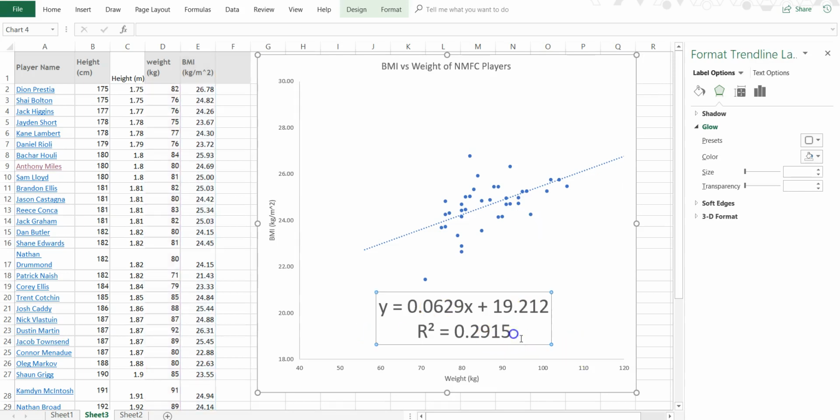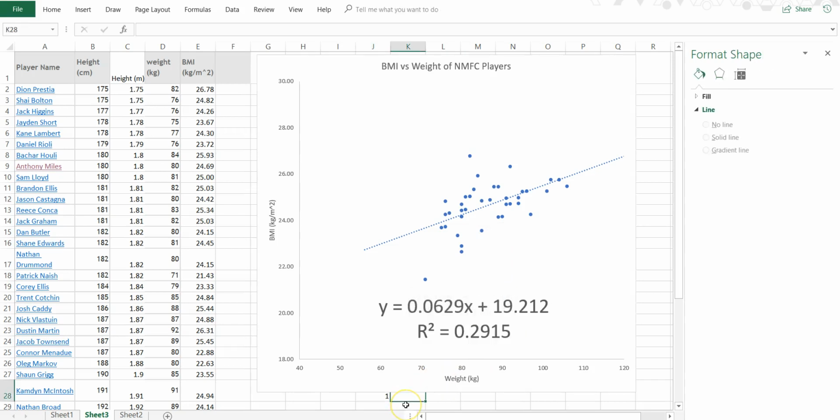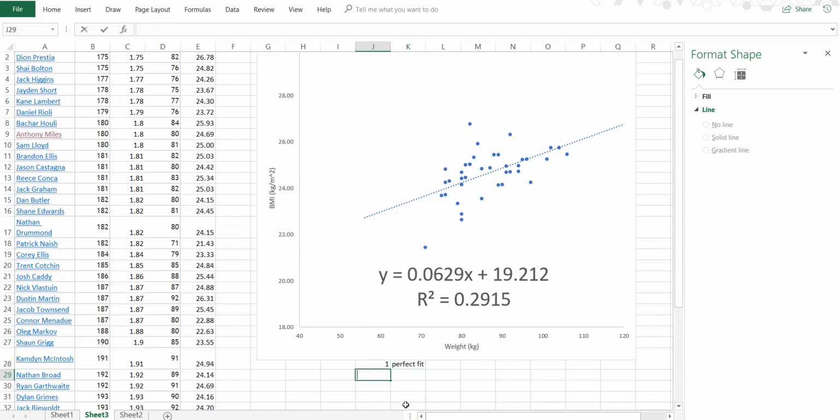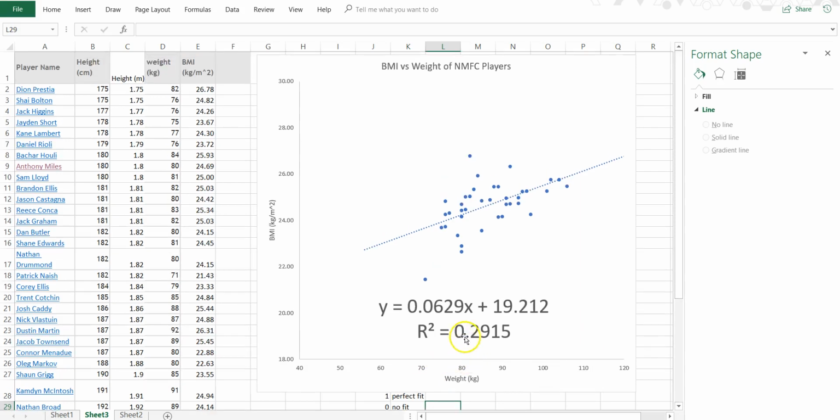The last thing is this R-squared value. That's a measure of how well the line fits the data. So if this number was 1, it's a perfect fit. 0, no fit. So 0.29 is actually a pretty poor fit.